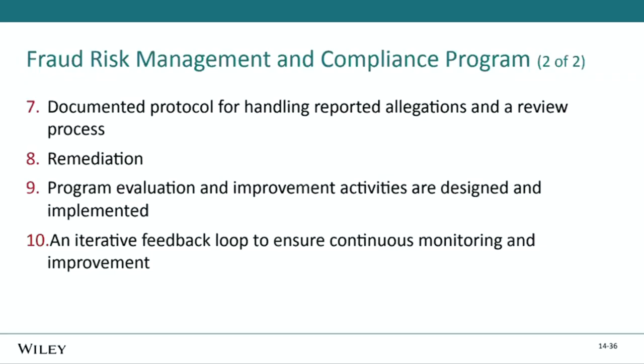There should be program evaluation and improvement activities. As we go on, we assess the program, okay, then we make evaluations and make improvements. And then part of that is the following year, we go back and see, did those changes in fact get implemented? Again, that goes to this number 10, our iterative feedback loop that ensures the continuous monitoring and improvement. So very often, we should do this in the coming year.